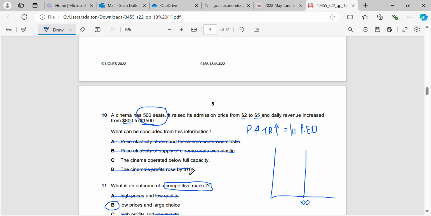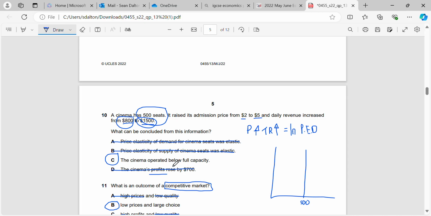And the cinema's profits rose by 700. Total revenue is not the profits. Remember, we still have to take away our cost. So our total revenue minus our costs would give us our profit. But 1500 to 800 is just the sales we are generating, not the actual profit. So the correct answer would have to be C.